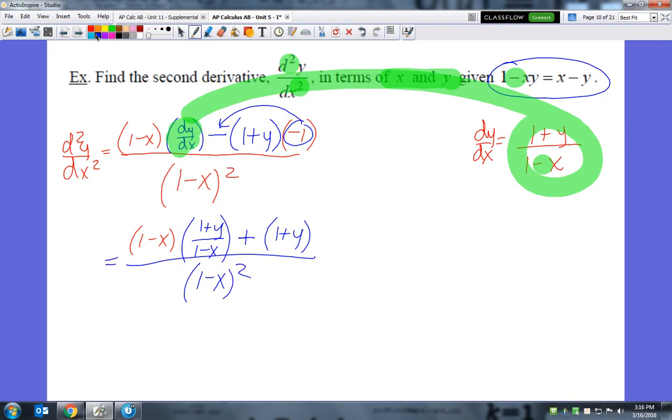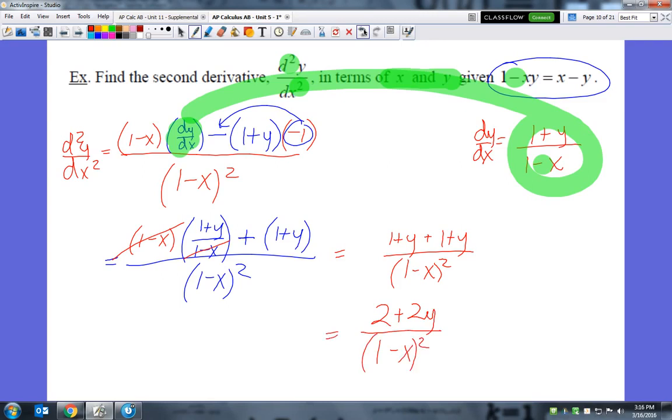So all I need to do is just simplify this piece. You should see right there they multiply to a form of 1 as well, so that the top ends up becoming 1 plus y, and it's going to be plus another 1 plus y. And it's all over 1 minus x quantity squared. So you could see that combined like terms, and then you would get 2 plus 2y over 1 minus x quantity squared, and this would be your answer for the second derivative.